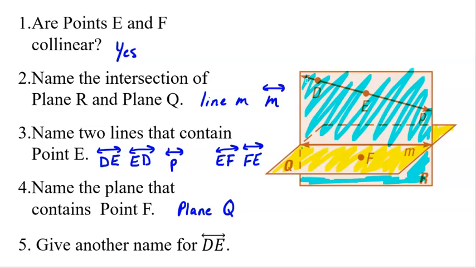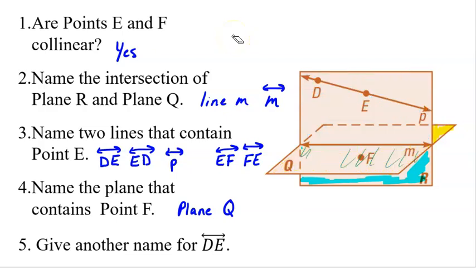And then notice for plane R, this is the part that you can't see of R because Q is covering it up. So it takes a while to get used to reading these, but F is going to be on plane Q. And then number 5 says, give another name for DE, and that's something we already did in number 3, so we could also say ED, or we could have said plane P. So line ED or plane P would have been fine for that one.